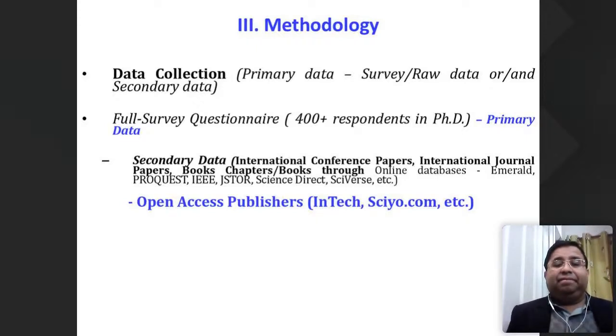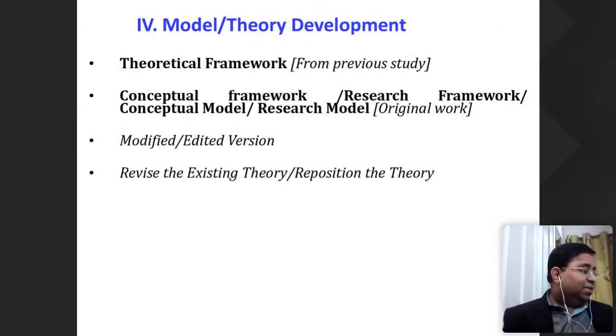Or if you use secondary data, you have to mention clearly why you are using secondary data, from where you are using it, how you are collecting this data, and why you did it. Even if you use open access, you have to clarify from which open access source you are using. Okay, so we have done our methodology part. This is a very important part.